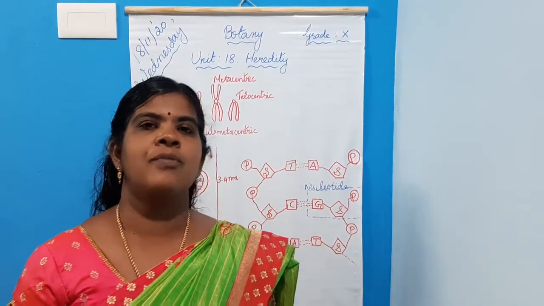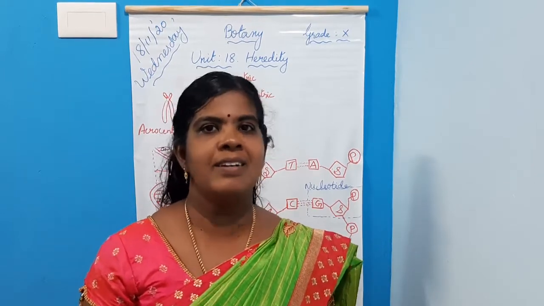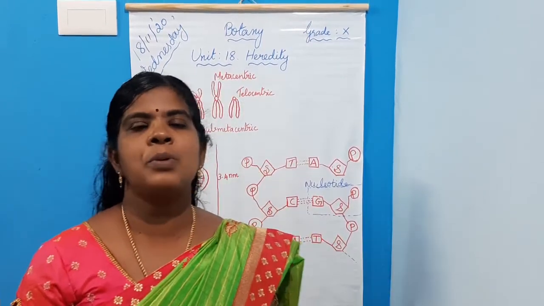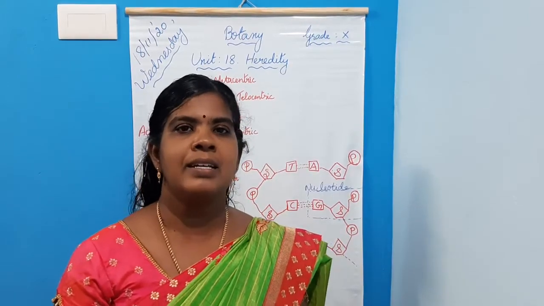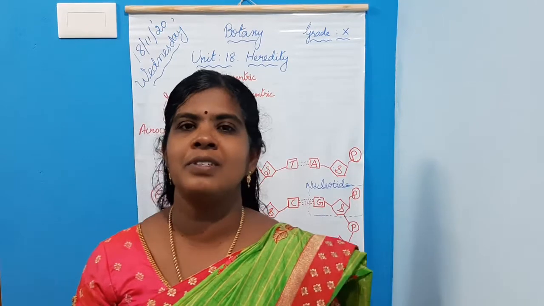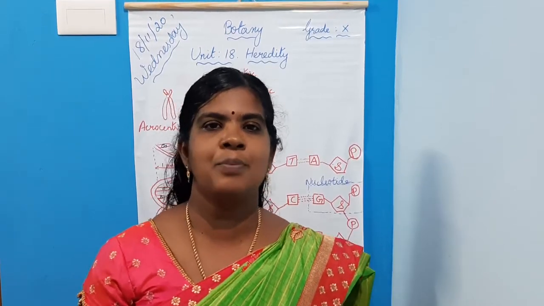Okay children, in the previous class we all learned about the dihybrid cross, Mendel's laws and also the structure of chromosome. What about the phenotypic ratio of dihybrid cross? 9:3:3:1. What are Mendel's laws? First is the law of dominance. Second is the law of segregation. Third is the law of independent assortment, isn't it?